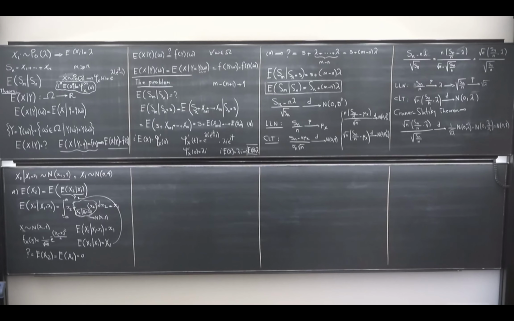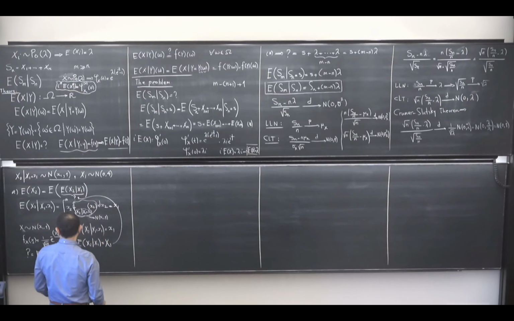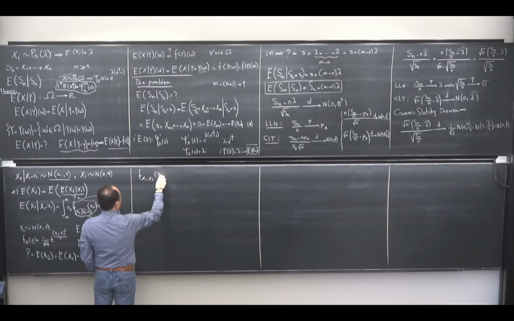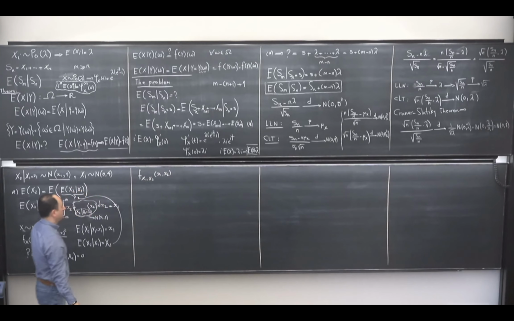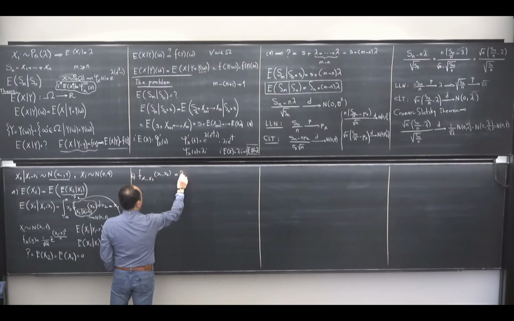Okay, so that's the first part of the question. Now if we go to the second part, we want to explicitly determine the density of the random vector x, and find the probability distribution of this random vector. So what we have to do, we want to calculate f of x1, x2, calculated at x1 and x2. So where do you think I will start from? This is part B. This is what we want to calculate. So how should I do that?